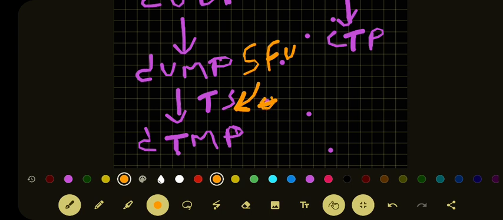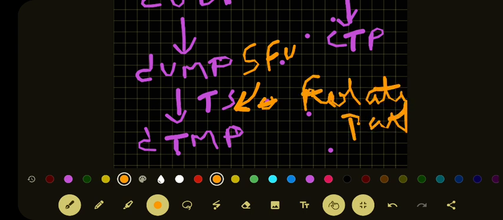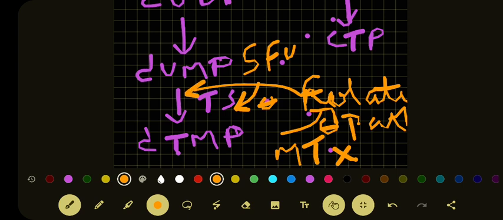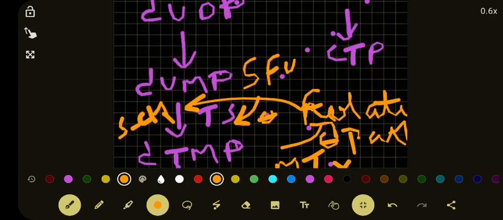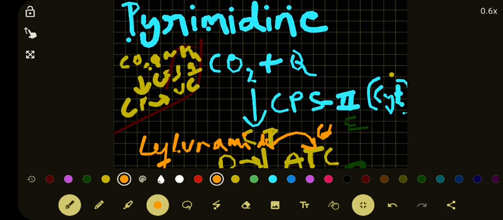And one more thing, for this conversion we require reduced folate. This step is also inhibited when the folate pathway is inhibited, like methotrexate, which inhibits this one. And this is essential for this step to occur, because a methyl group is added to the uracil to form thymine. So I think you got to know all this.